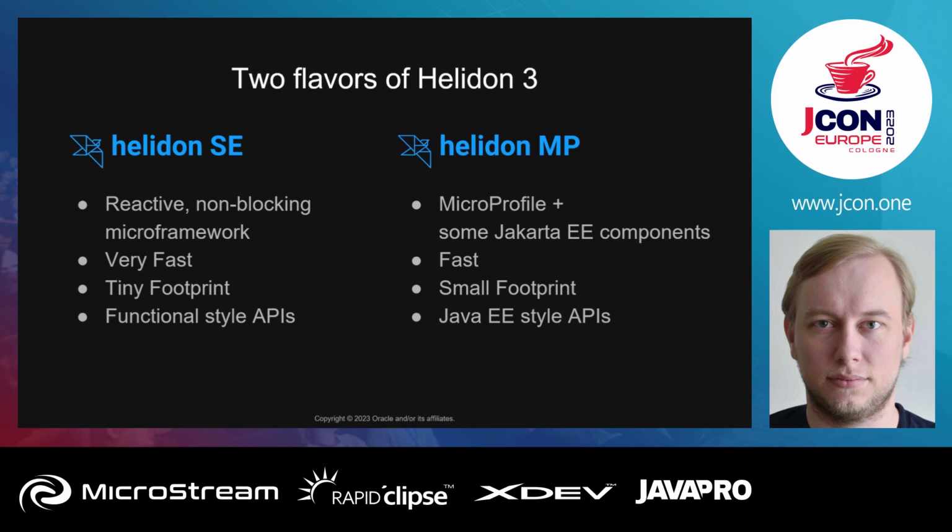On the other hand, we also have Helidon MP. It follows the blocking paradigm, and it's based on MicroProfile and selected Jakarta EE components. Helidon MP is, let's say, slower than Helidon SE, but definitely not slow. It's fast as well. It has a small footprint, but again, since we are providing quite a lot of libraries to be included in this, it's not as small as Helidon SE.